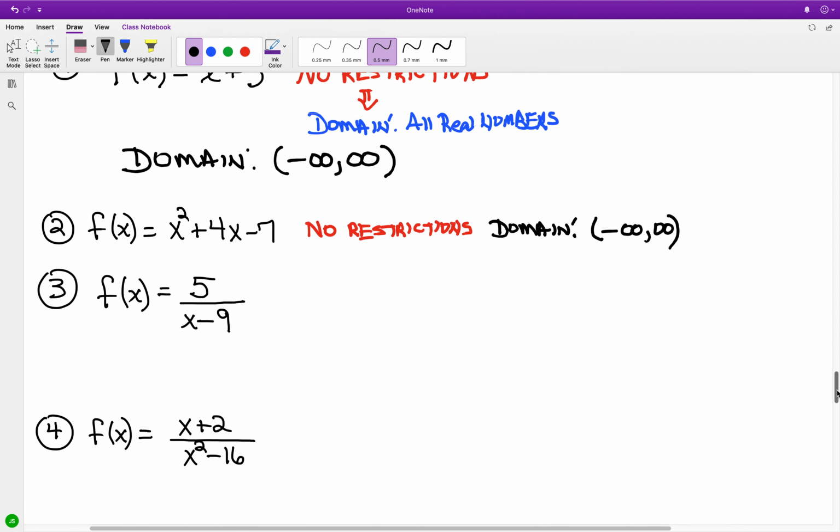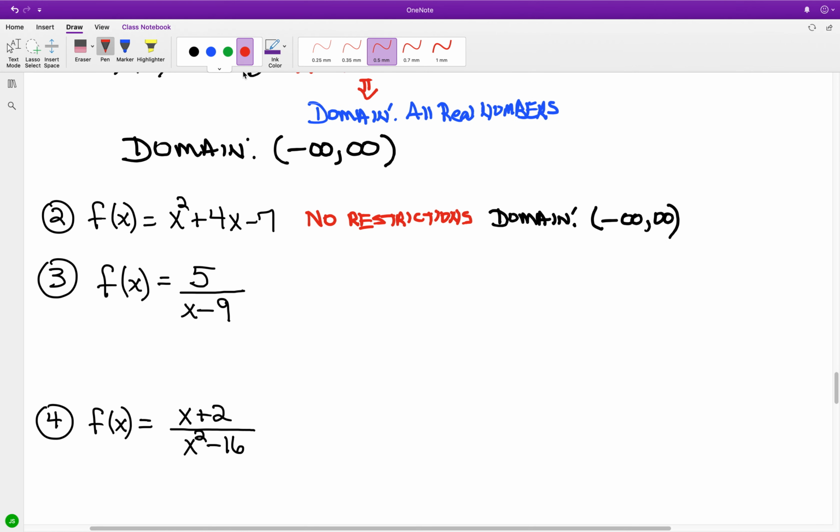All right. Now, in the third case, we have f of x equals 5 over x minus 9. For fractions to be defined as a real value, the bottom part cannot be equal to 0. So there is a restriction: x minus 9 cannot be equal to 0, and if x minus 9 cannot be 0, then x cannot be equal to 9. So in interval notation, we have one value that is left out, and of course that is 9.